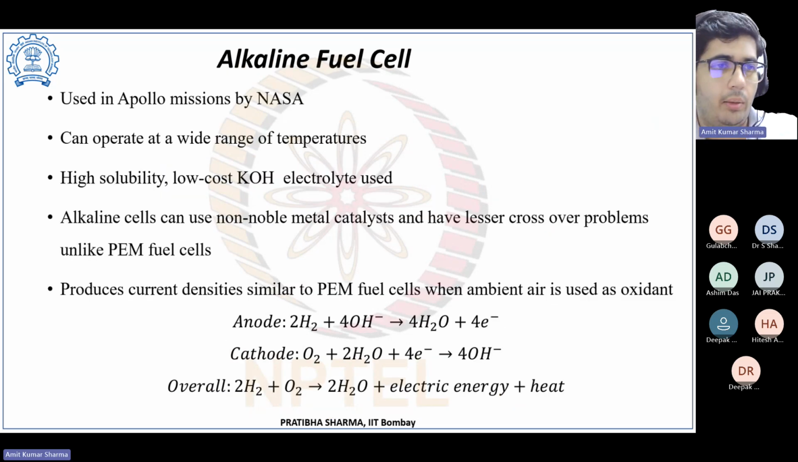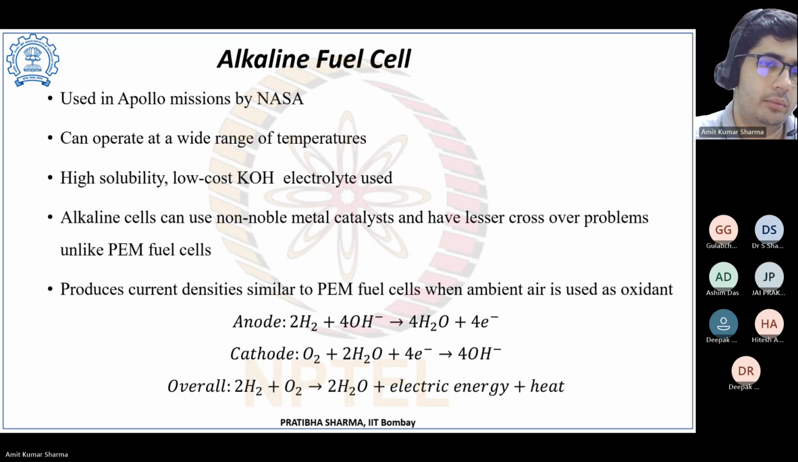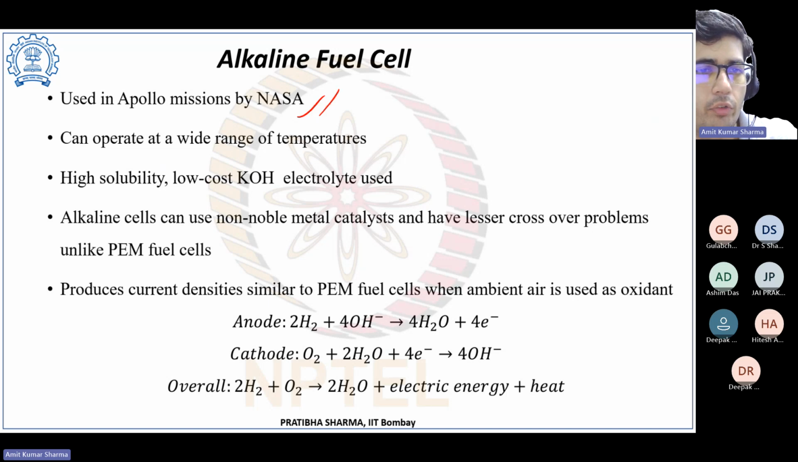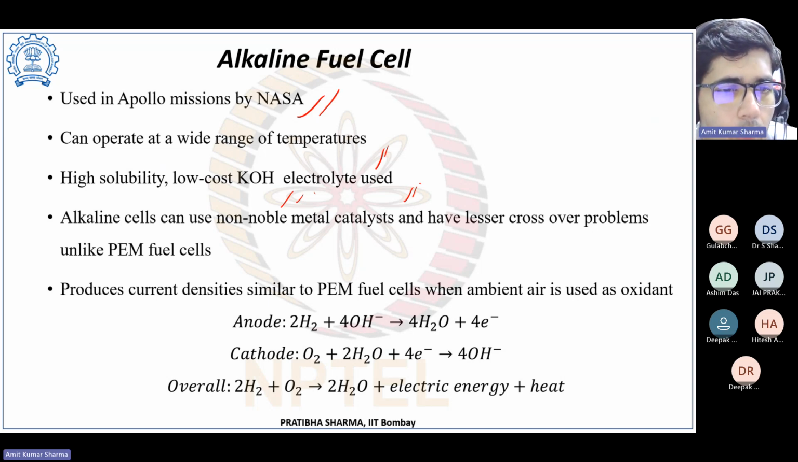Now the alkaline fuel cell was used in the Apollo mission by NASA. It can operate at a wide range of temperatures. It has high solubility, low cost KOH as electrolyte. Here you can see a difference between the PEM and alkaline. Here the electrolyte is in liquid form. In the PEM, the electrolyte is in solid form. The alkaline cell can use non-noble metal catalyst and has a lesser crossover problem unlike the PEM fuel cell.